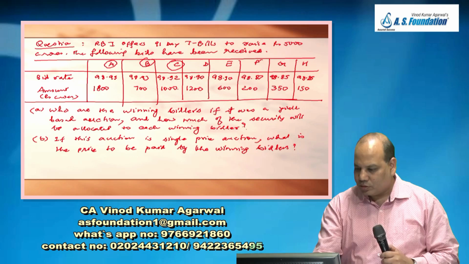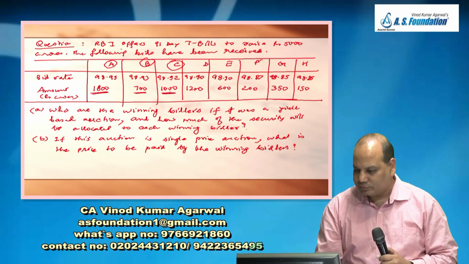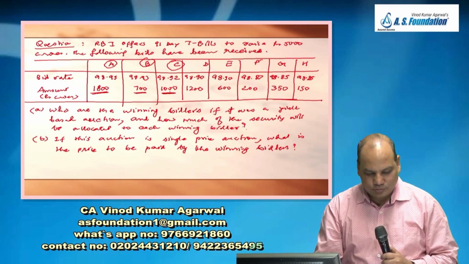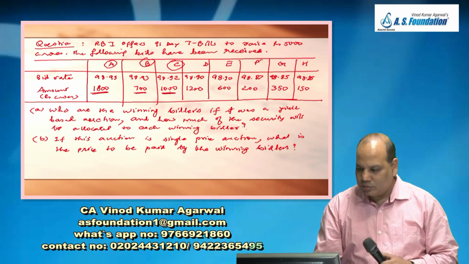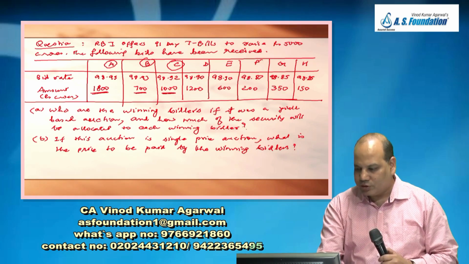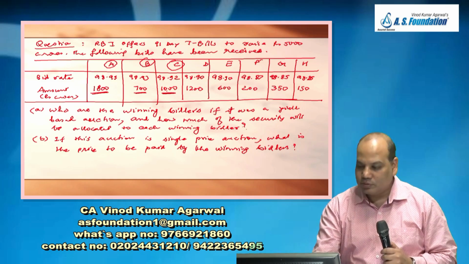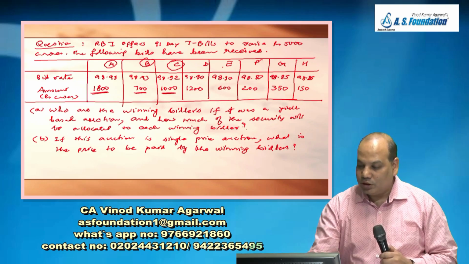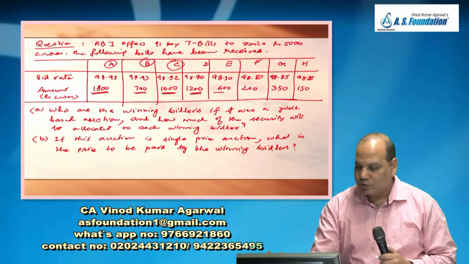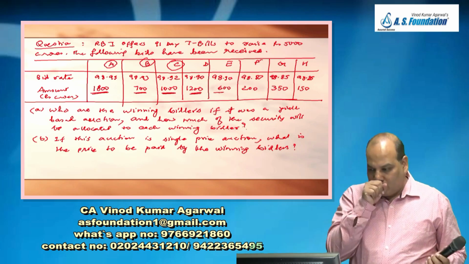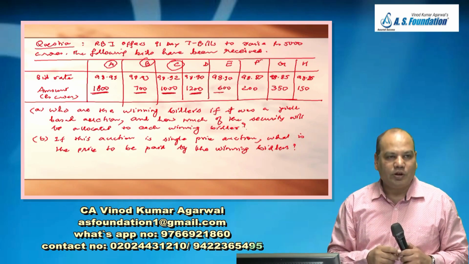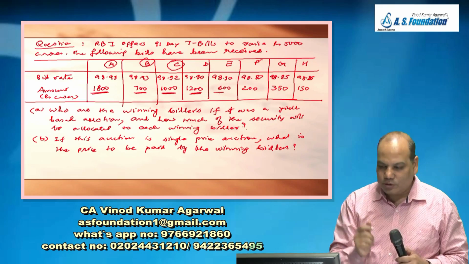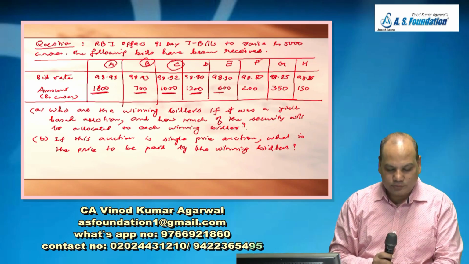Yes. So A 1800, B 700, C 1000. Is it sufficient? No. How much is the total of this? 3500, but I require 1500 more. And there is a tie between D and E. So D and E have bidded for 1200 and 600. So we'll allocate in the ratio of 2:1 the remaining amount. So write down answer of A.